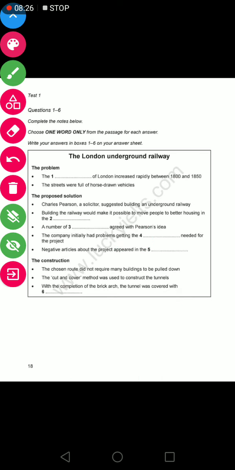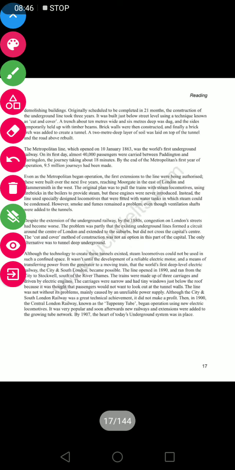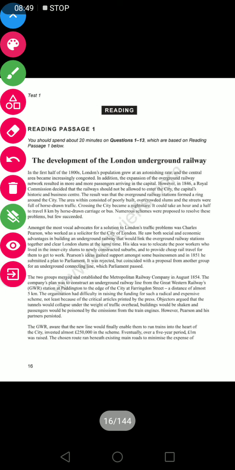Now we have to move on to another blank. Negative articles about the project appeared in the dash. Here we also find the article the. Now we have to focus on where negative articles appeared. So after funding we can start reading: raising the funding for such a radical and expensive scheme, not least because of the critical articles.